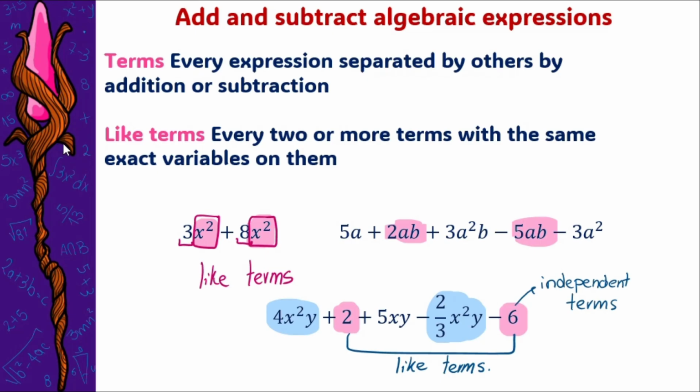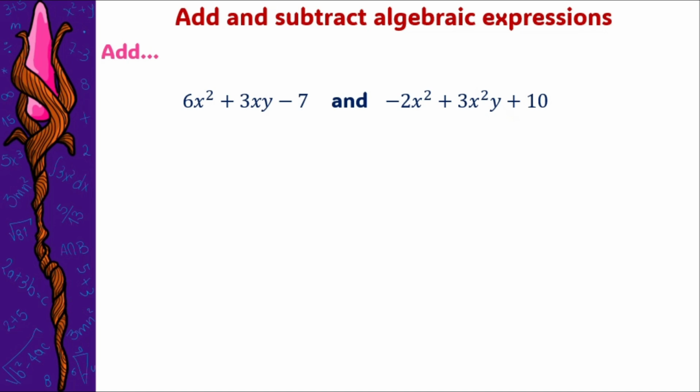Okay, now that we know that, we can go and check how to add and subtract algebraic expressions. Let's start with the addition. Let's say that we want to add 6x squared plus 3xy minus 7 with the expression minus 2x squared plus 3x squared y plus 10. So when we have an addition, we can just write them side to side, since the plus in the addition doesn't change any sign in the algebraic expression. So it's enough that we just write them next to each other.